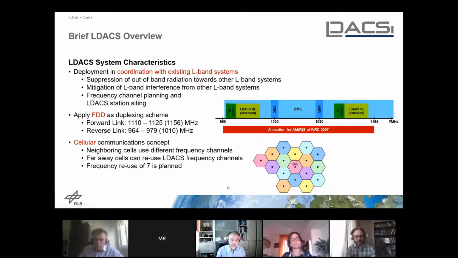LDACS uses a frequency division duplex approach, as shown in the picture with the frequencies there. We have a forward link and a reverse link. The reverse link is put at the lower part of the L-band and the forward link in the upper part of the L-band. We also use a cellular communication concept, which means that neighboring cells use different frequency channels. And with that, faraway cells can reuse LDACS frequencies. We are planning to have a frequency reuse of 7 for this LDACS deployment.